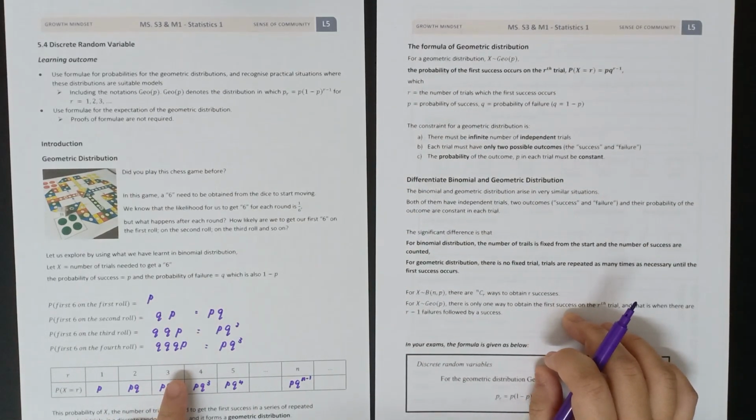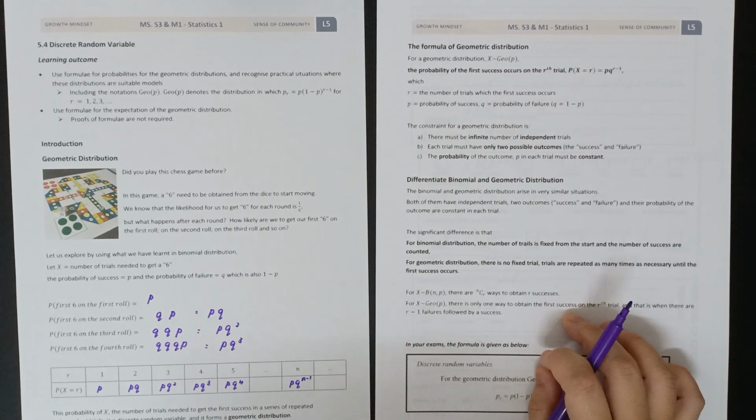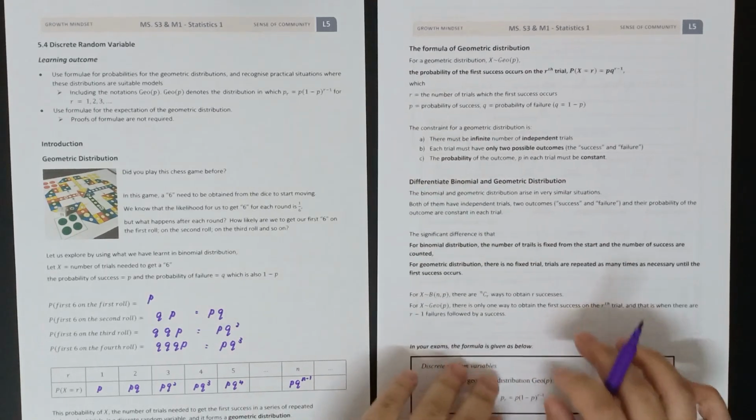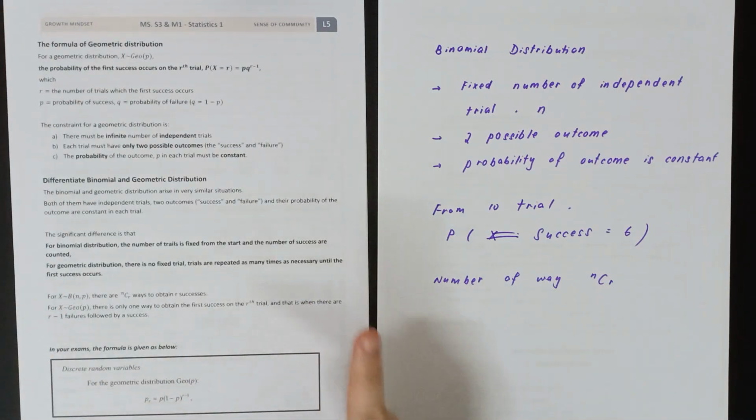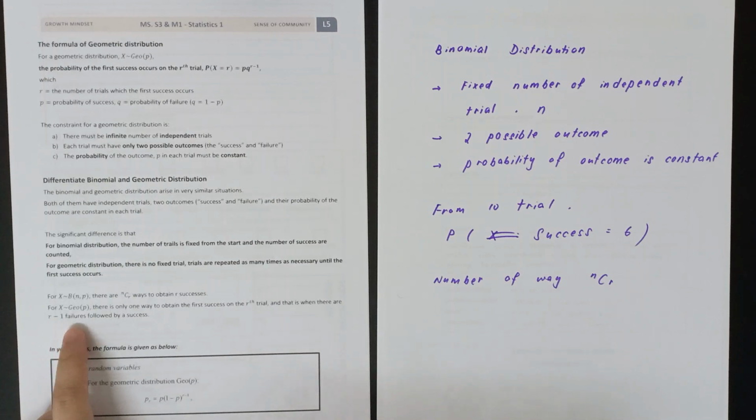If my R is 3, then I will have 2 failures beforehand and get a success on the third time. If R equals 4, then I will have 3 failures beforehand, then the success on the fourth time. So for geometric distribution, you only have one way to get the answer, which is to get the first success on the R trial, and what happens is you will have R minus 1 failures before your success. Okay, so I hope that you can understand the idea.